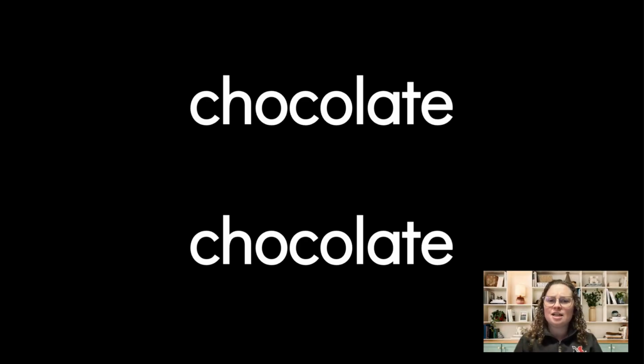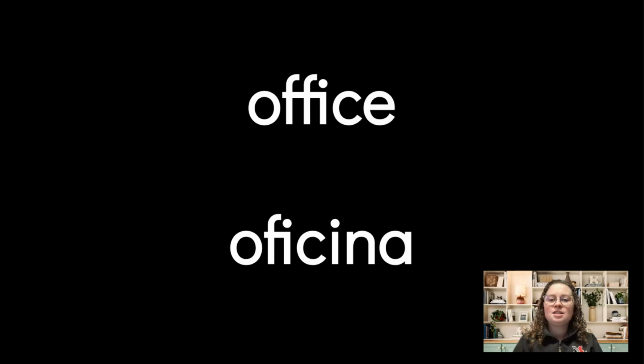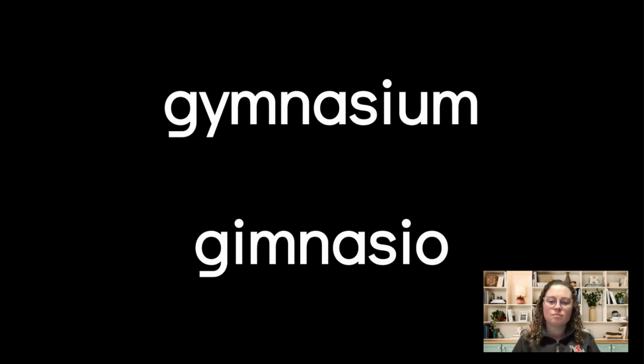Let's look at some other cognates. This is the word office in English. It's not a direct cognate. Each letter isn't exactly the same, but it's very similar, especially if you listen to the sound. Office, oficina. Gymnasium, gimnasio. Not as much in the sound, but definitely in the spelling, we see a lot of similarities.